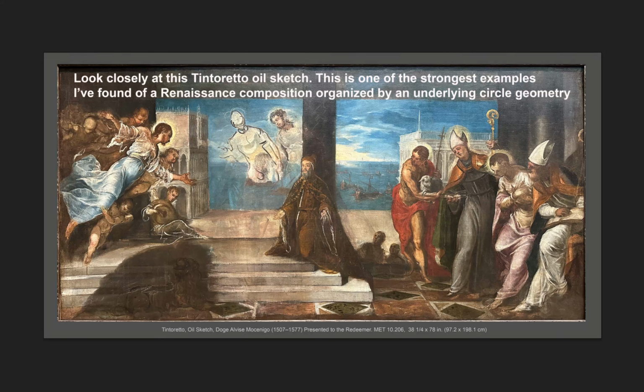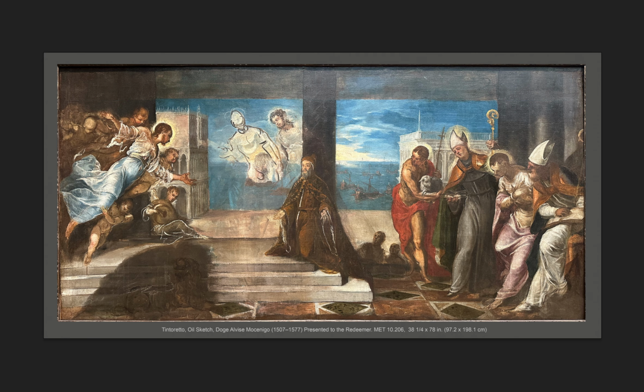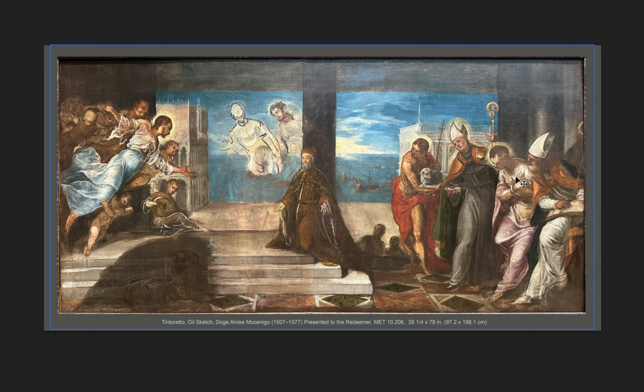Look closely at this Tintoretto oil sketch. This is one of the strongest examples I've found of a Renaissance composition organized by an underlying circle geometry. This is a work in progress. I saw this painting for the first time just a few weeks ago at the Met, and I was struck by how clear some of the compass marks are in the background.